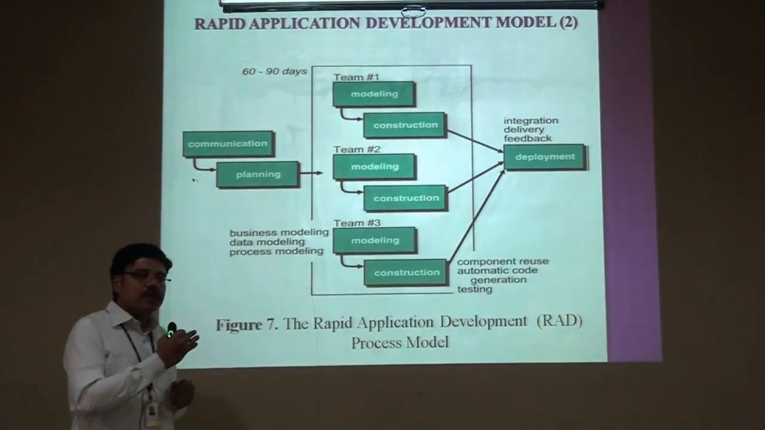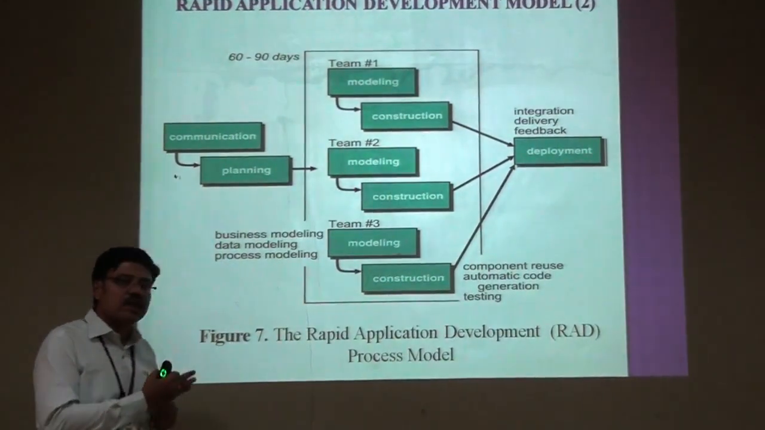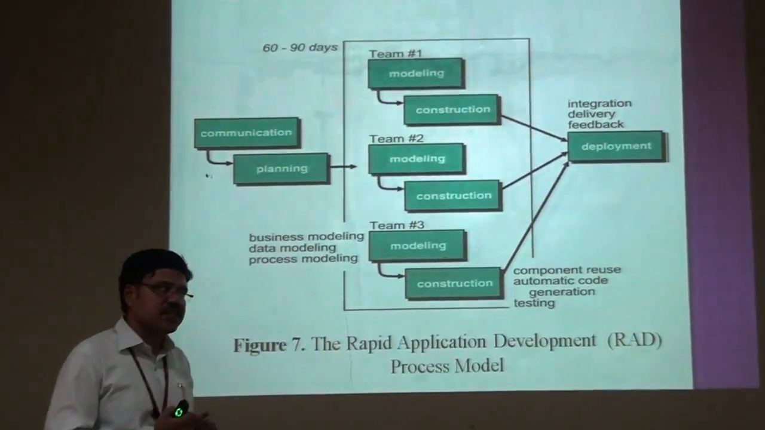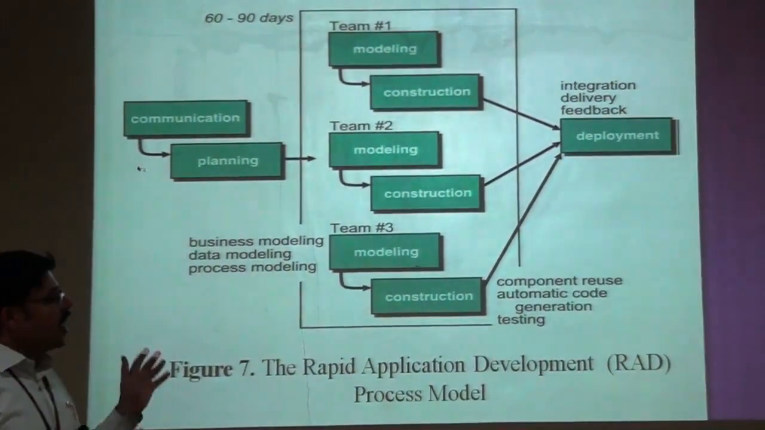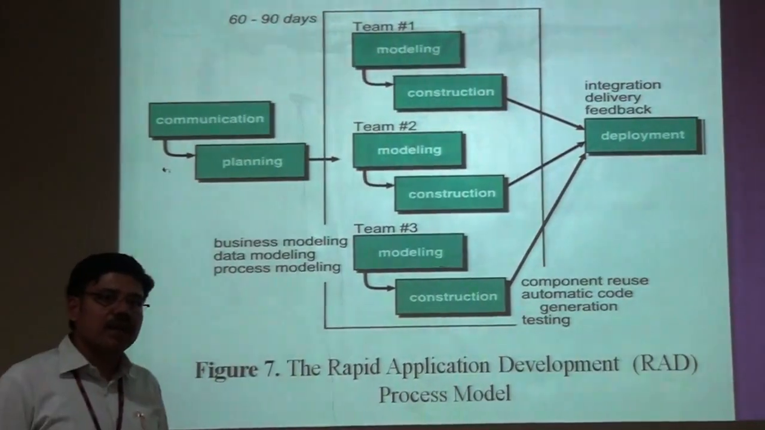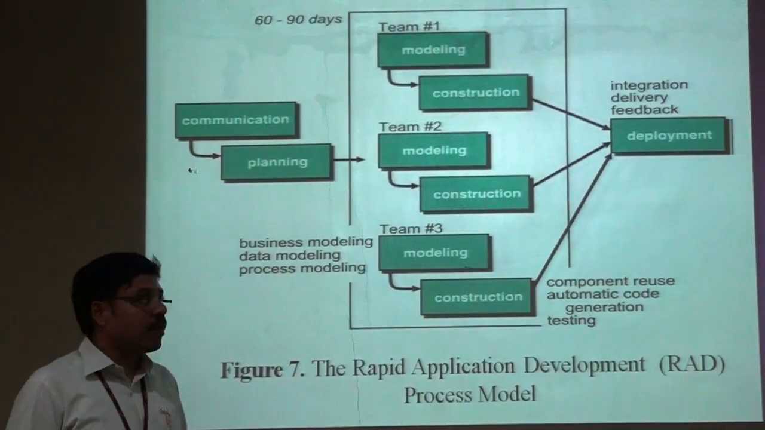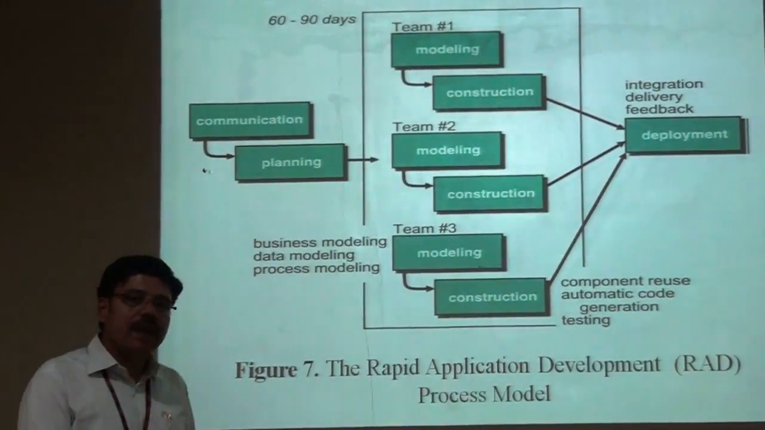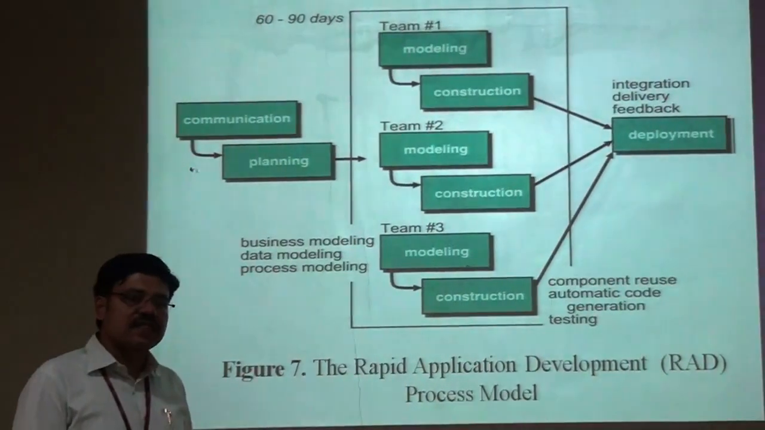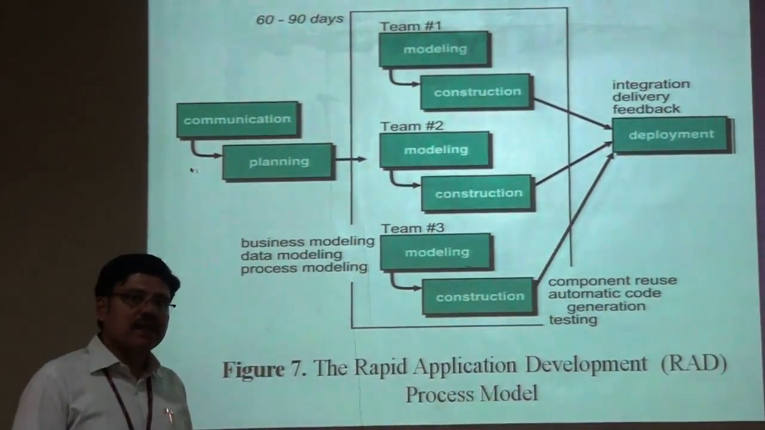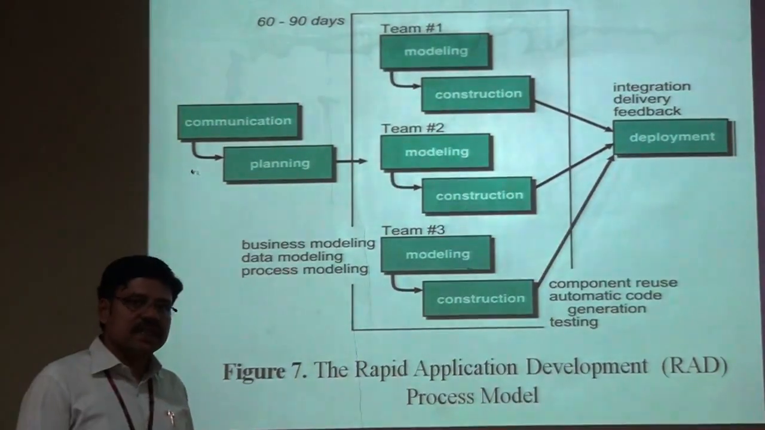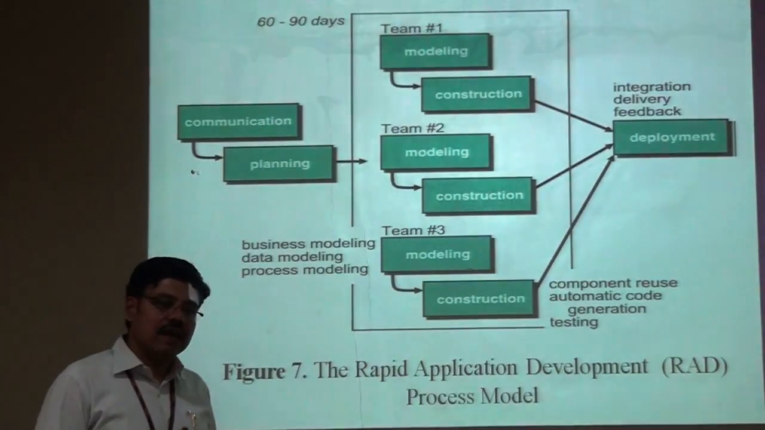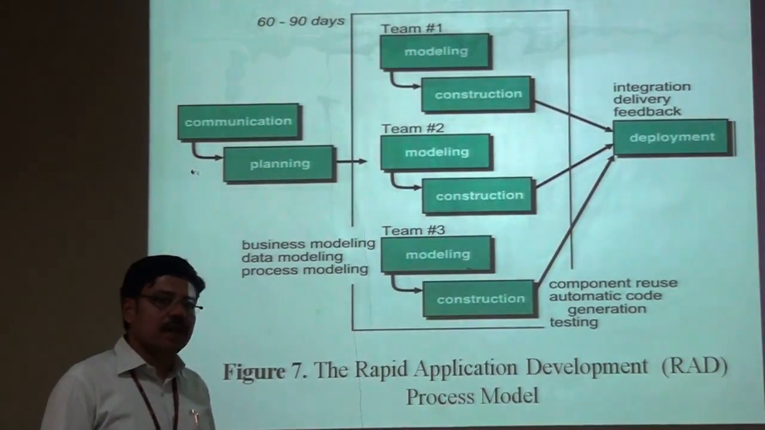Team 1 is going to do modeling and construction. Team 2 is going to do the modeling and construction. Similarly, n number of teams will be doing the modeling and construction in a parallel processing manner. Finally, they will be integrating all the modules in order to come out with the final product. Here integration testing will be done, and the product will be deployed to the customer. Based upon the customer feedback, again the changes will be done, and the final product can be evolved with high quality and delivered to the client.